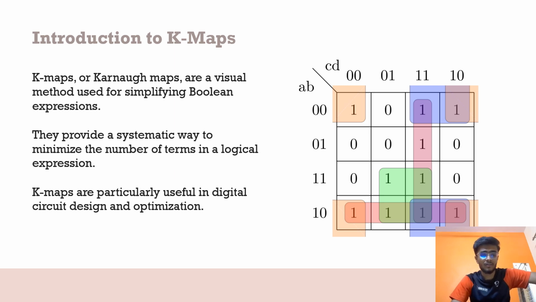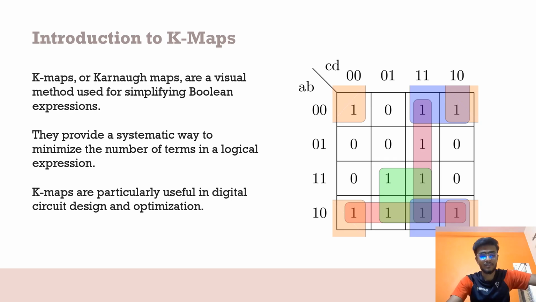K-maps, or Karnaugh maps, are a visual method used for simplifying Boolean expressions. Basically, a Boolean expression is written on paper or something you imagine, but this is something you can visualize over here, which is why it's called a K-map. They provide a systematic way to minimize the number of terms in a logical expression.